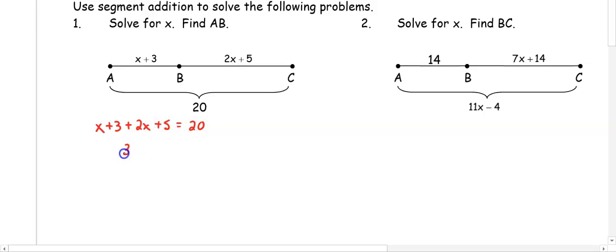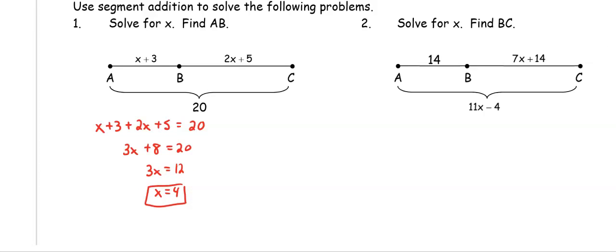So we're going to combine like terms. We get 3x plus 8 equals 20. We can subtract 8 from both sides, so 3x is equal to 12. When we divide, x is 4. Now remember, we're not done yet because we solved for x, but we also need the length of AB. So in order to find the length of AB, we are going to substitute 4 in for x. So AB is equal to 4 plus 3, which would get us 7.